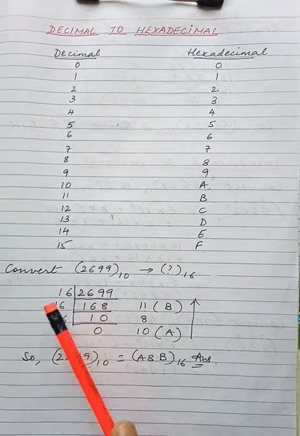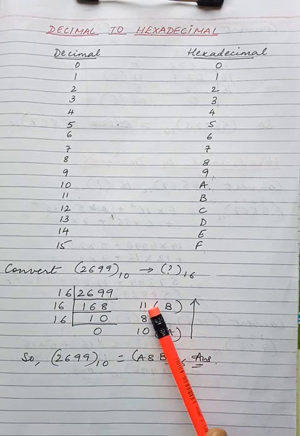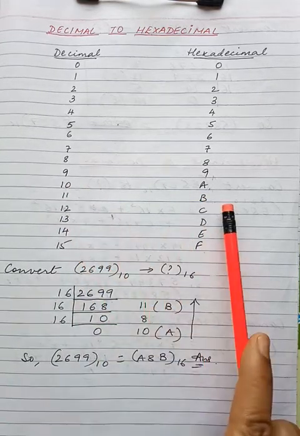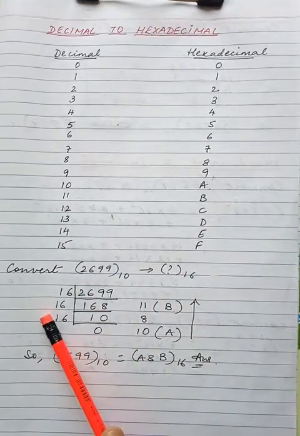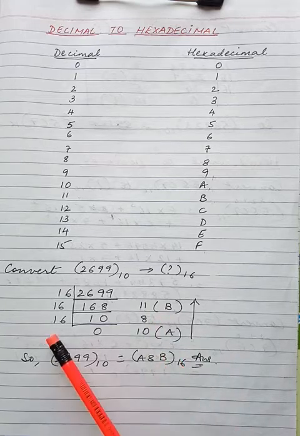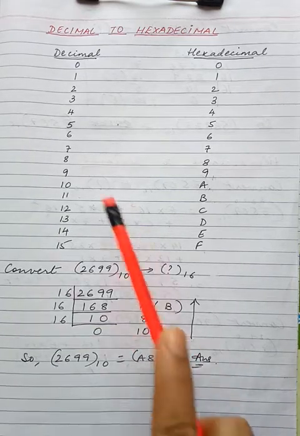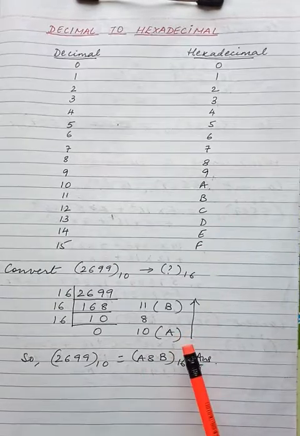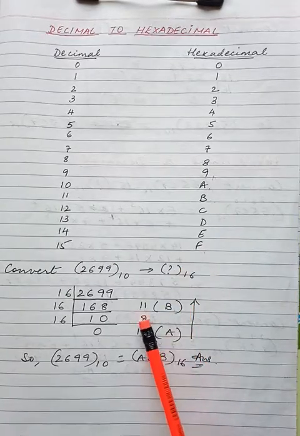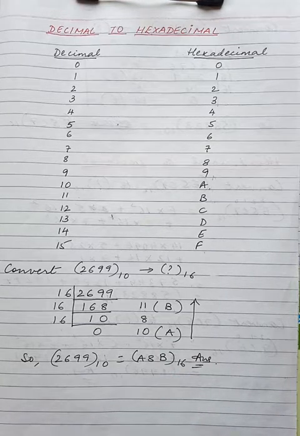So divide by 16, you get 168 as the quotient and remainder 11. Now remainder 11 cannot be written as it is, it will be written as B. Again divided by 16, it comes to 10, 8 is the remainder, which is written as it is. Again divided by 16, it comes to 0 here and 10 is the remainder, 10 is written as A. So the final answer will be, from bottom to top, A, 8, B, the remainder values. This is the conversion of decimal to hexadecimal.